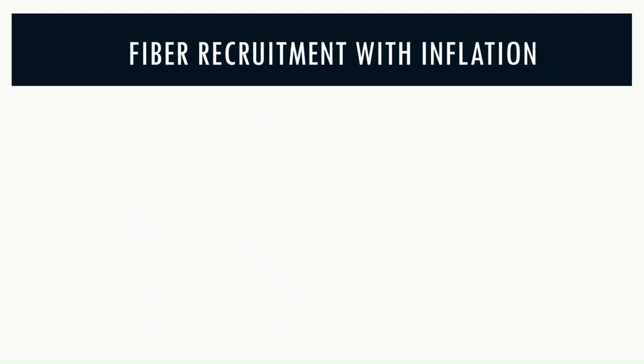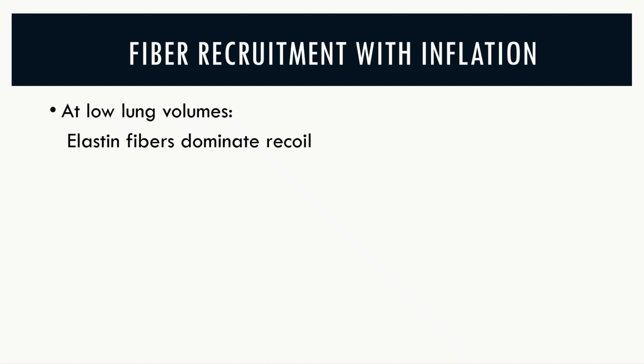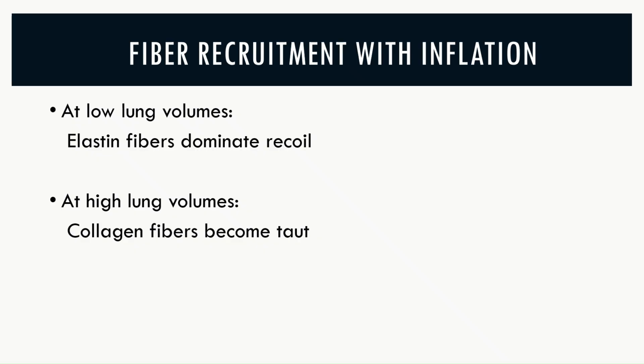Fiber recruitment with inflation. At lower lung volumes, elastin fibers provide most of the recoil. As lung inflates further, collagen fibers are recruited. Because collagen is much stiffer, the lung becomes less compliant at high lung volumes.